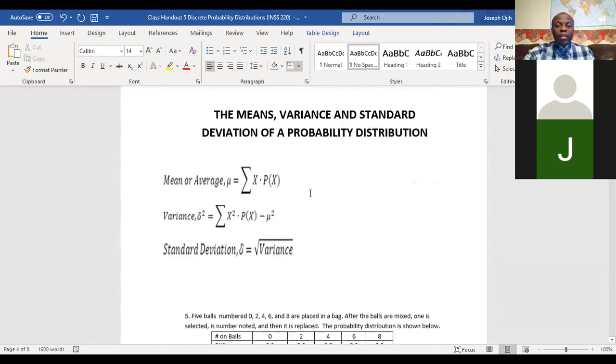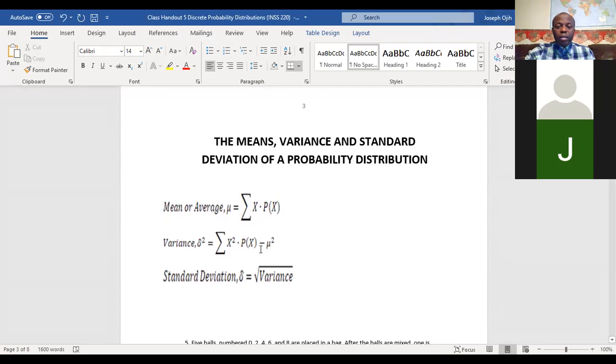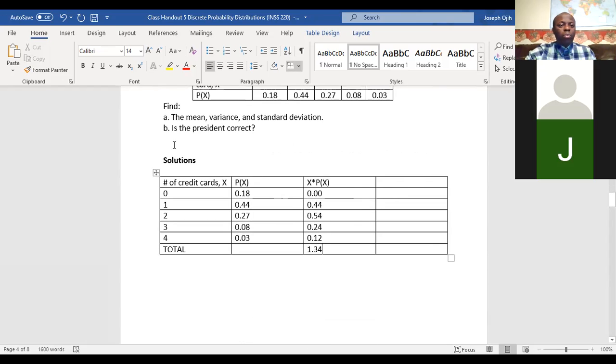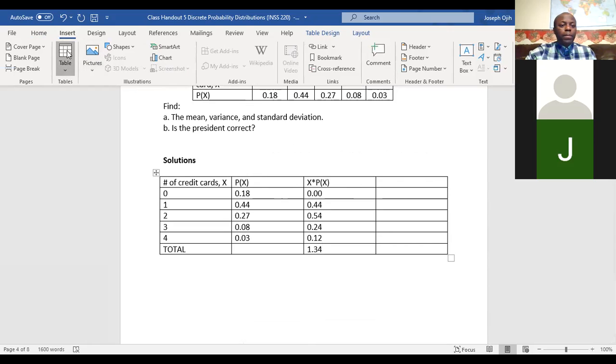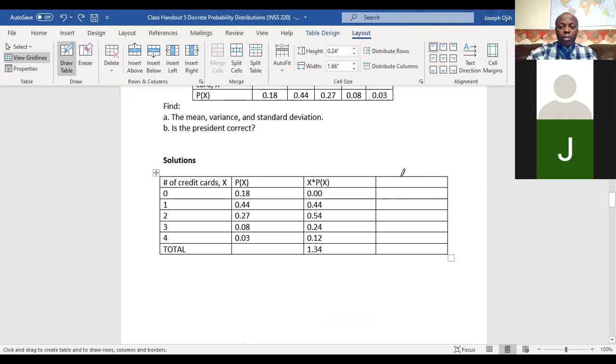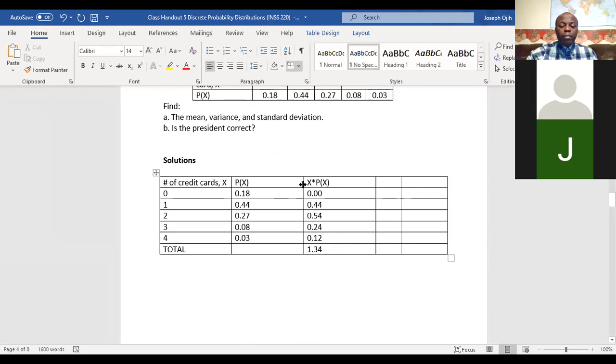For the variance, if you look at the variance formula, I said x squared times P(x) minus the mean squared. So we need to get this x squared times P(x) part. But to get that, we need to get the x squared first. I need one more column here. I'm going to add one more column there. Okay, I'm going to draw it. So I need the x squared, and then x squared times P(x).